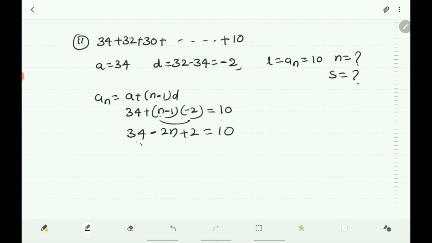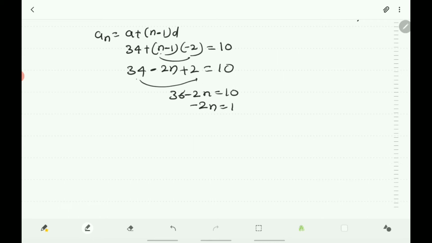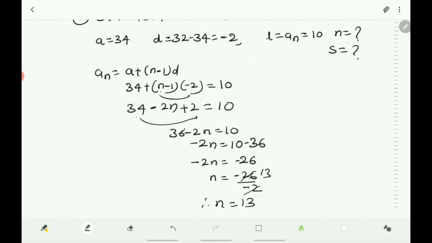So 34 plus 2 is 36, minus 2N is equal to 10. Then minus 2N is equal to 10 minus 36, that is minus 26. So N is equal to minus 26 by minus 2. Therefore N is equal to, 2 ones are 2, 13 twos are 26. So N is here 13.